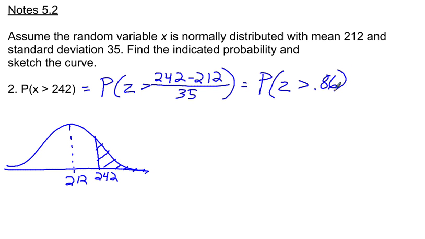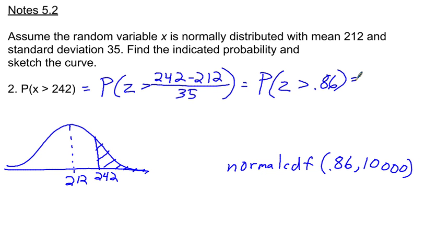So again, either using the table, if we use the table this time we would have to subtract from 1 because we have a greater than probability, or if we use the calculator we would just use normalcdf(0.86, 10000), and this comes out to, I believe, 0.1049. Sorry, 0.1949.